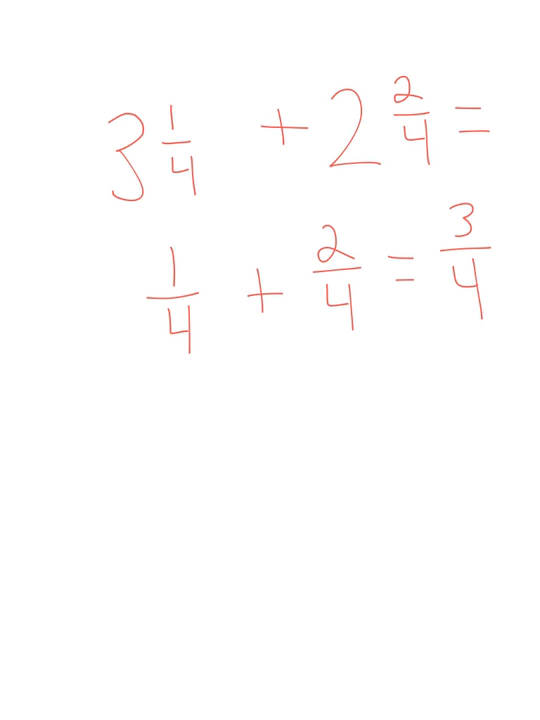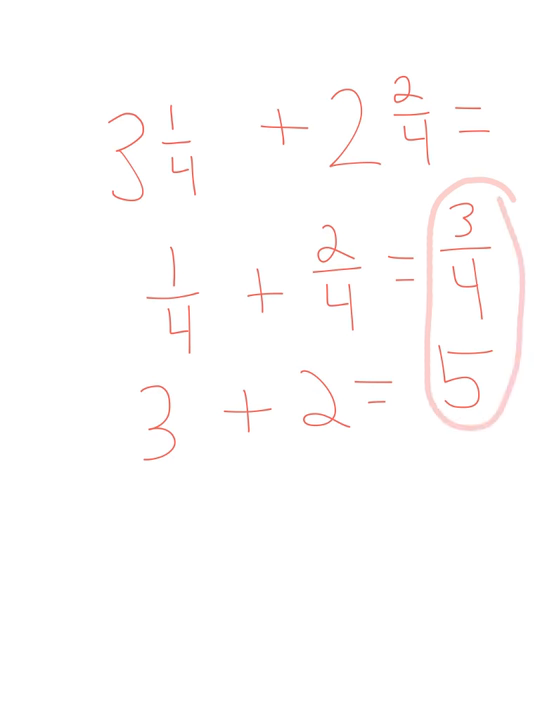And then we know that we need to deal with our whole numbers as well. So the 3 plus 2 is going to equal 5. Then we combine these two together to get our answer, which is going to be 5 and 3/4. That's how you add mixed numbers.